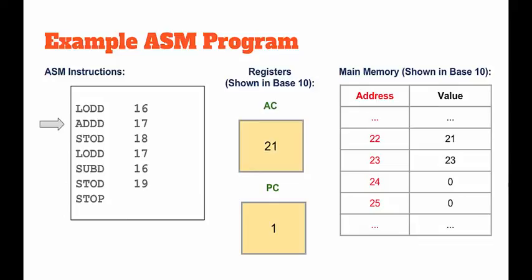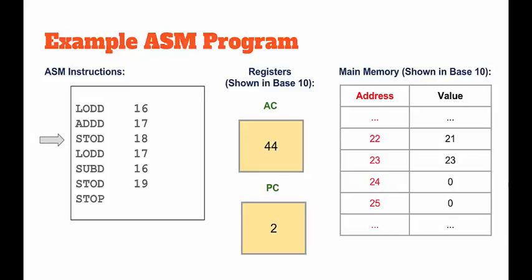This next instruction is add direct, which means we want to add a value from main memory to the accumulator value. In this case, it's the value at memory address 17, which is 23 in base 10. If we look at main memory address 23, we see the value 23. This value will be added to the accumulator. So 21 plus 23 will give us 44. The program counter also goes up by 1.